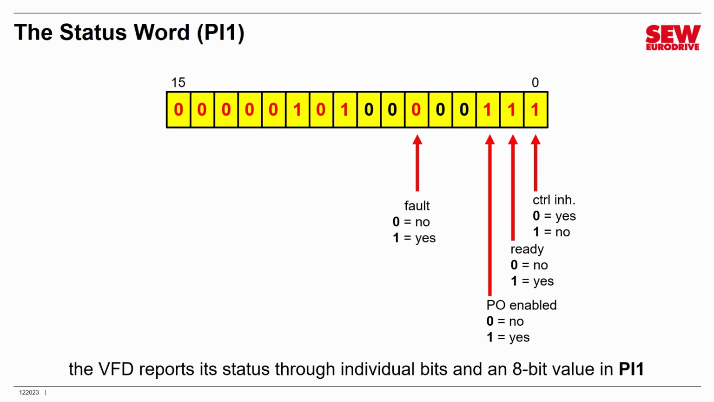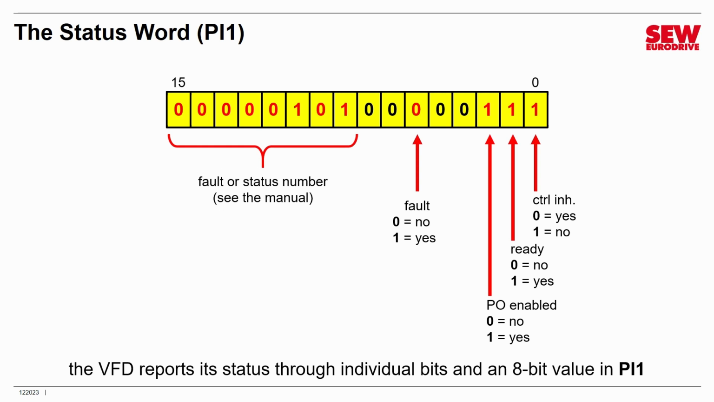Bit 5 is the fault bit. If your VFD is faulted, this bit will be 1. If it's normal, it will be 0. In this case, there's no fault. And then the top 8 bits, bits 8 through 15, will either be a fault or status number.